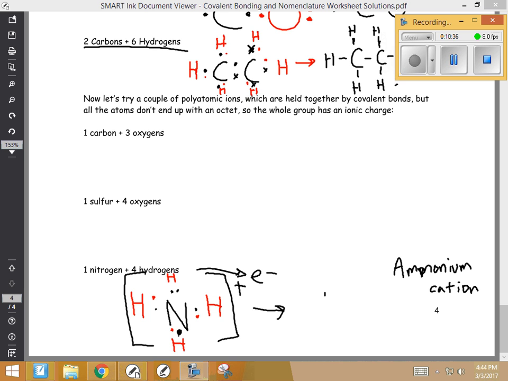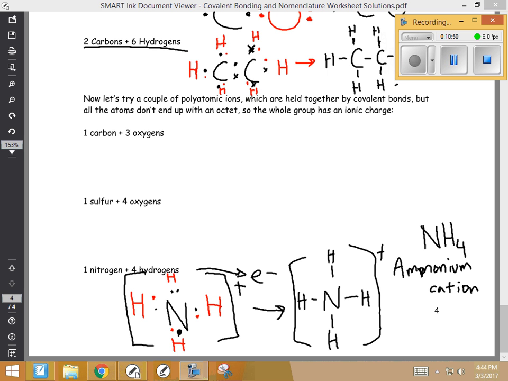And for your stick structure, it would look like this. And the charge of that is going to be positive, and the formula would be NH4+. Don't forget the positive. Great.